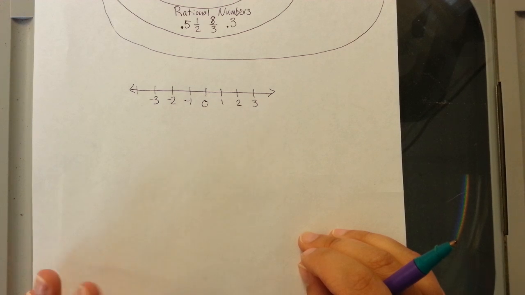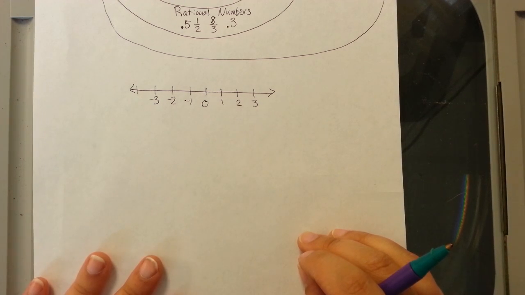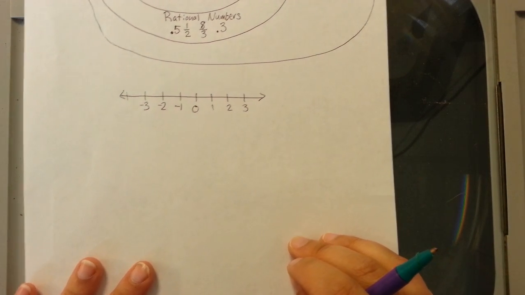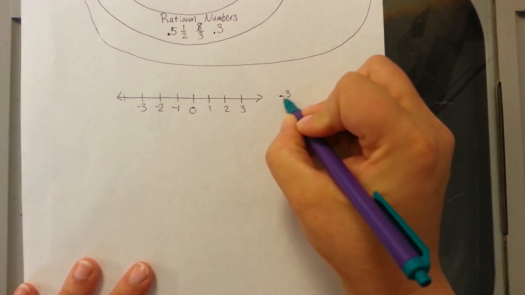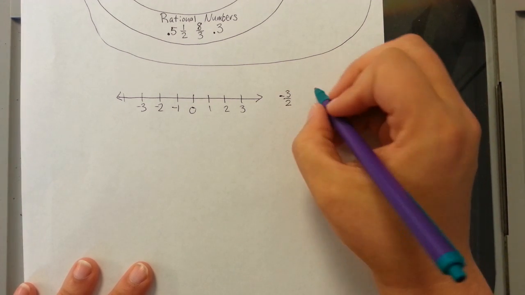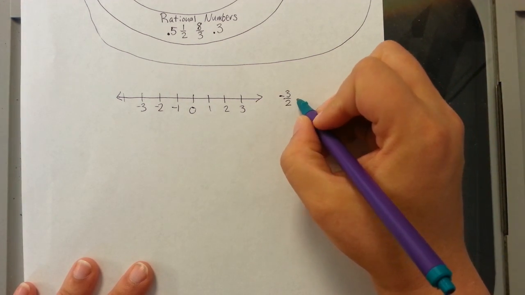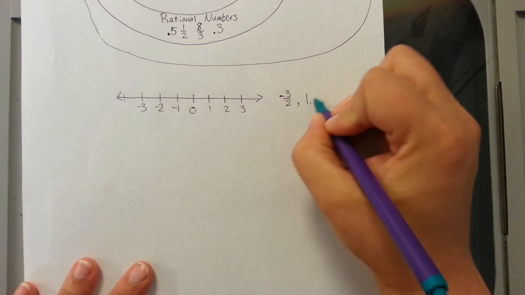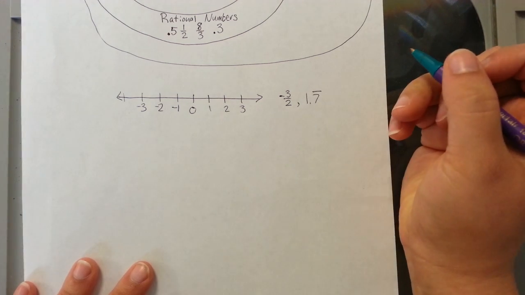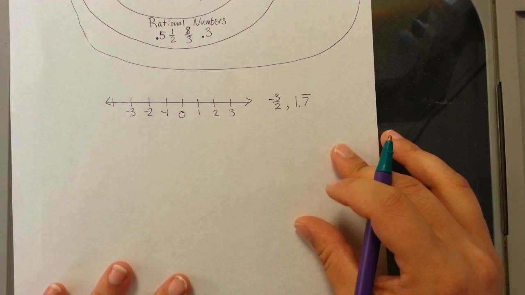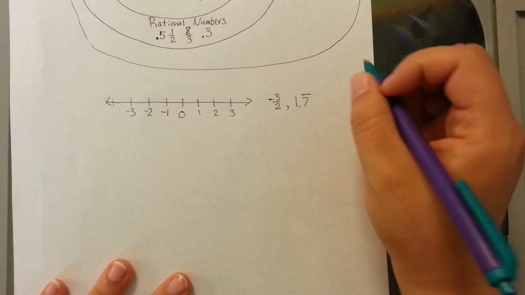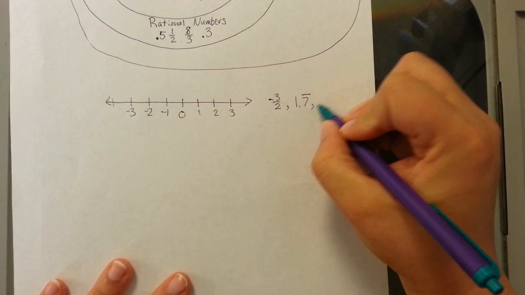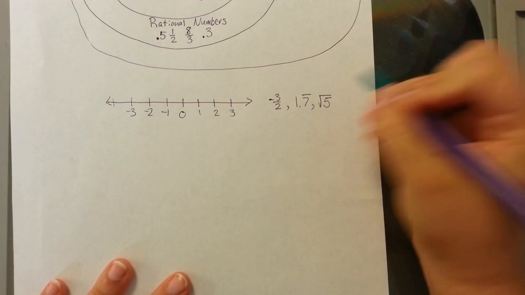Now I'm going to give some numbers. Like we'll say -3/2, 1.7 bar. Remember that little bar means forever. So it means like 0.7777777. And we'll do square root of 5.